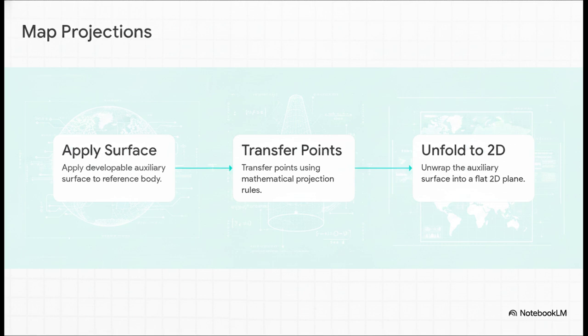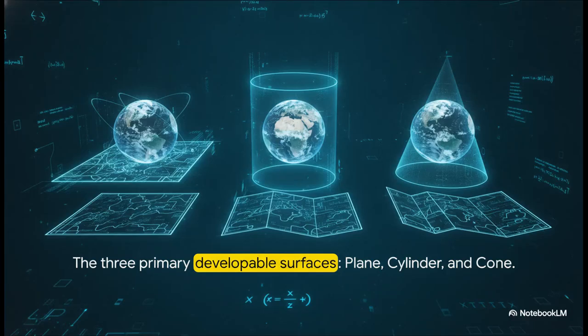And third, you literally unwrap or unfold that auxiliary shape into a flat 2D readout. Cartographers generally translate this 3D Earth using three highly specific geometric shapes: planes, cylinders, and cones. Think of these as geometric molds that you wrap around the Earth.